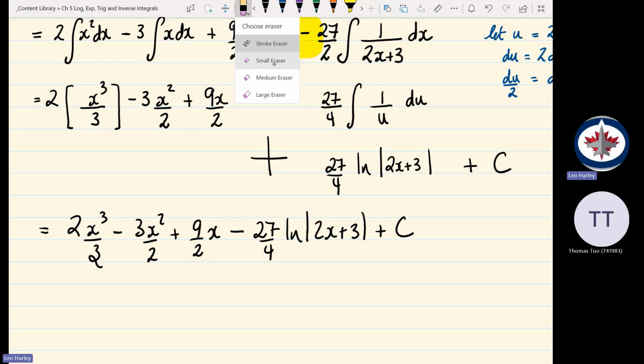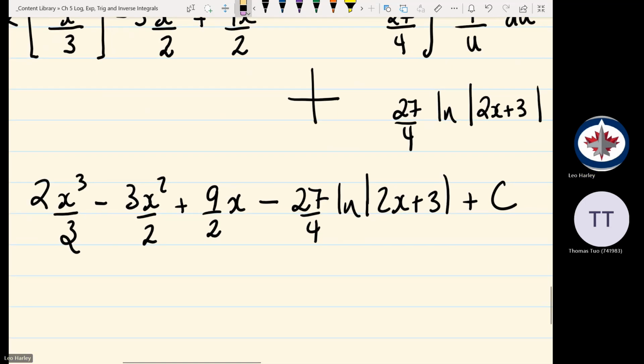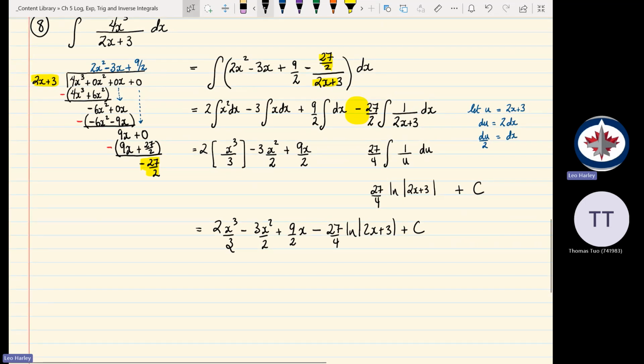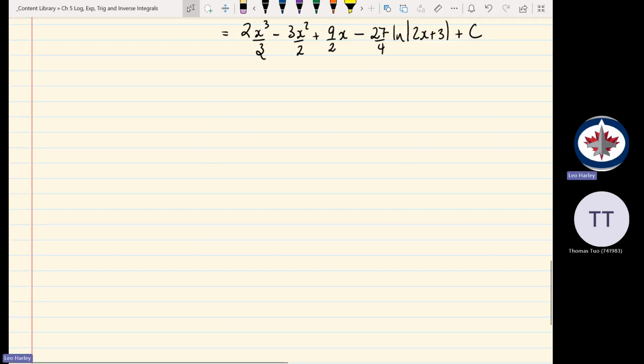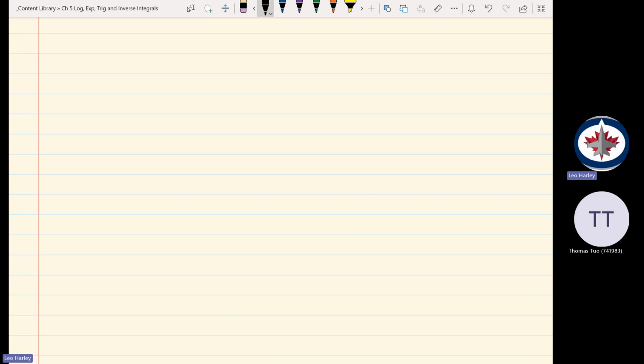You know what? We're going to go to like the super small eraser. Better. All right, that's number 8. Let's go to number 9. Don't these look really cool now, though? All right, number 9. Like we're putting all of your mad integrating skills on display.